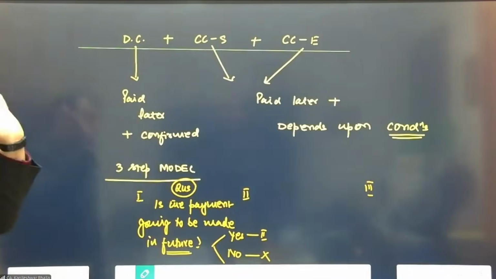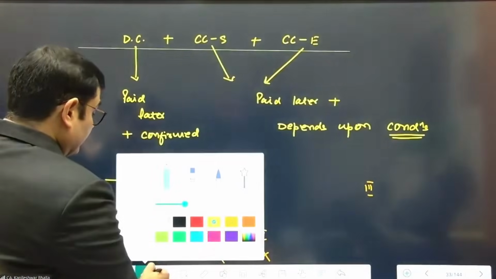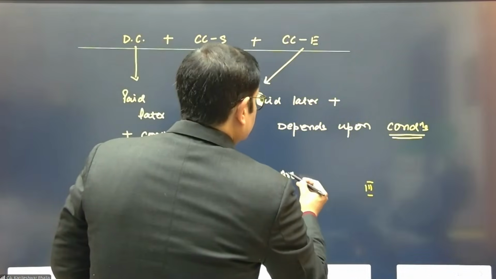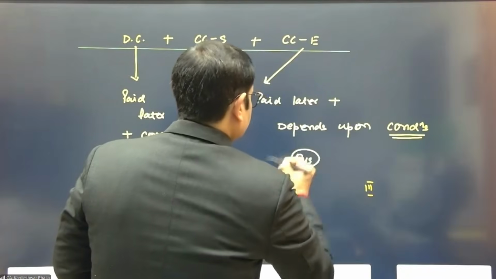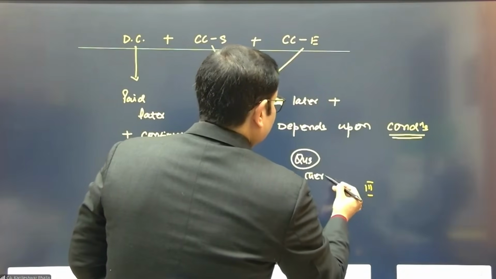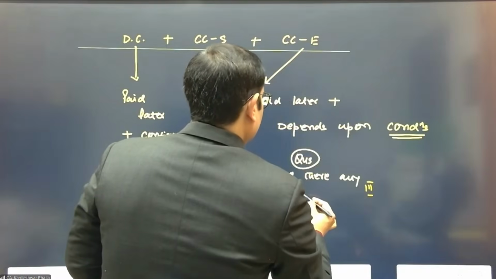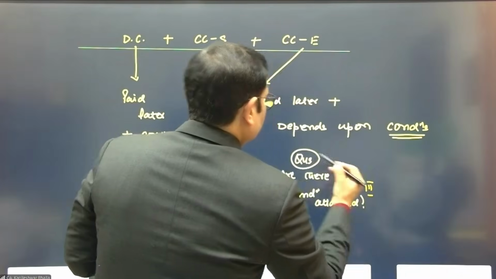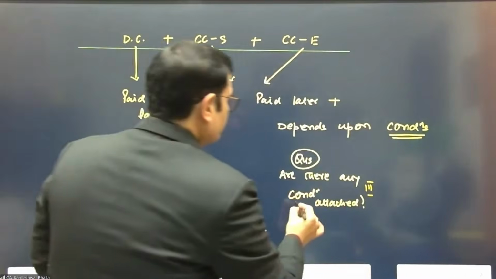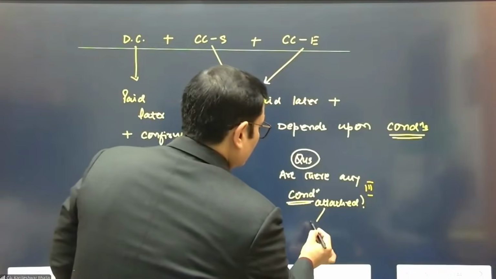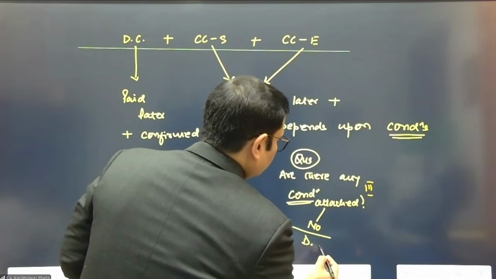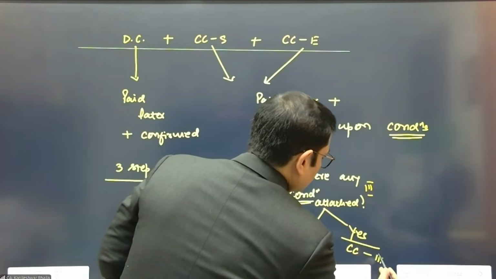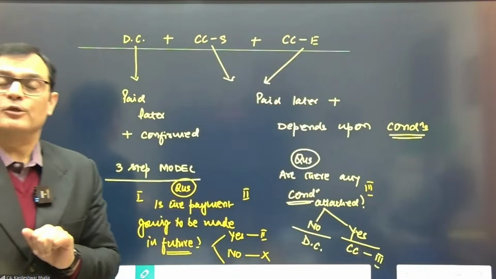Next, once you decide it is made at a future date, the second question I'm going to put across is: are there any conditions attached? Are we saying that the money to be given is based on certain conditions or not? If you say no, there are no conditions, then we know it is DC. But if you say yes, there are conditions, it is CC, and then you will go to step 3.